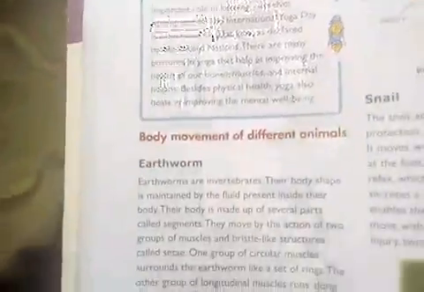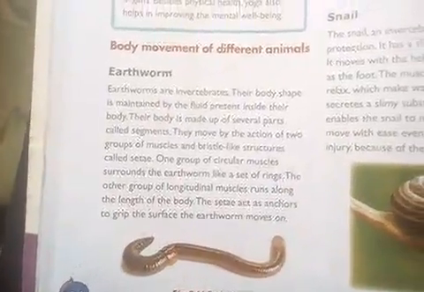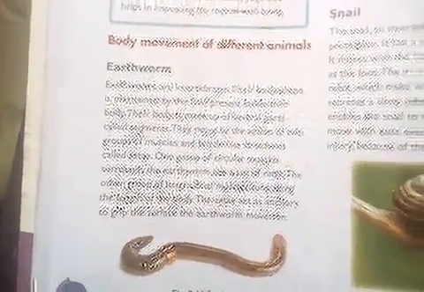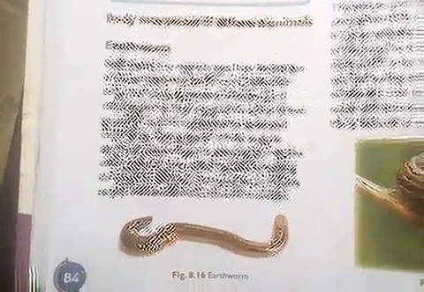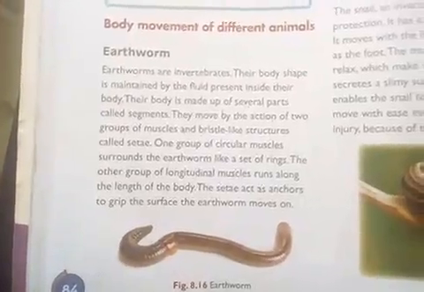Now the next thing we need to study is body movements in animals. Now this is quite complicated, so I'll try to explain it as far as possible. So, movement in the earthworm. The earthworm looks something like this. The earthworm doesn't have a vertebral column.